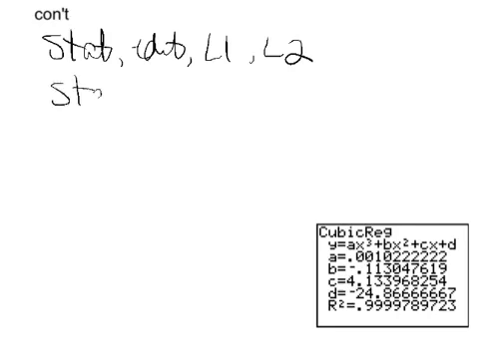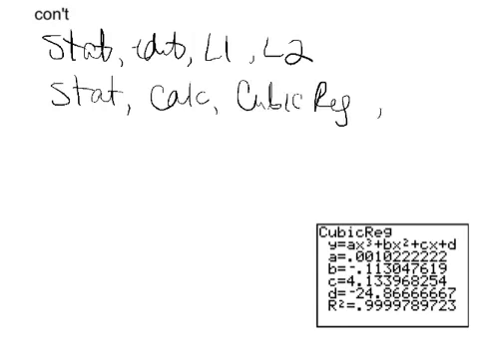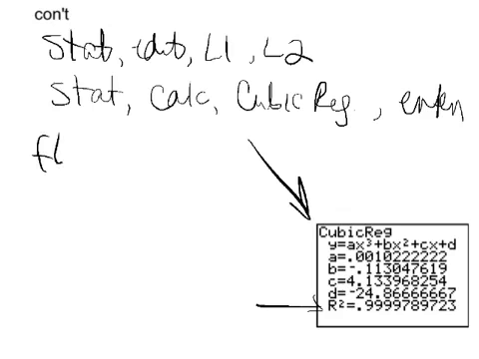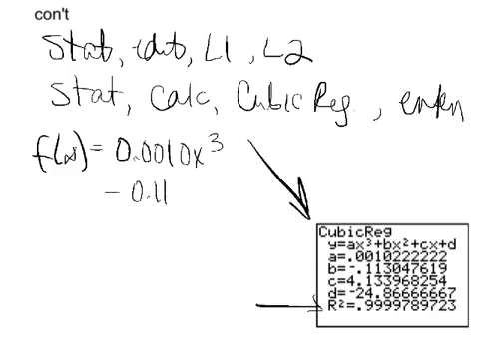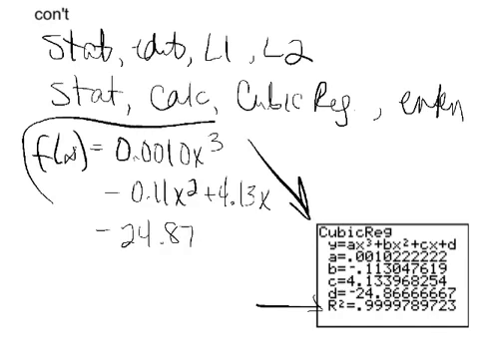Once we get that data in there, you go back and do a stat, calc, cubic regression. And then you'll hit enter as many times as you need to, depending on your calculator. And that is what you'll get. Okay, our r squared value is very close to 1, so our function looks like this. 0.0010 x cubed, minus 0.11 x squared, plus 4.13x minus 24.87. Okay, written crazy, but that is our function. That's all we have for today.